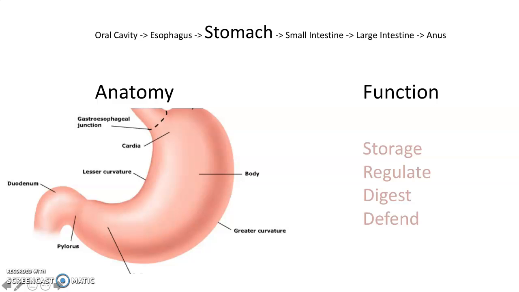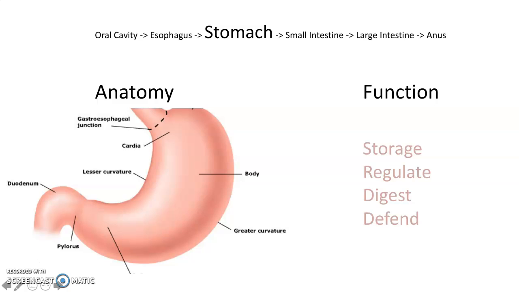Therefore, we will begin by talking about the stomach as an organ. This bag-like organ begins just below the diaphragm and has three sections, including the fundus at the top, the central body in the middle, and the antrum at the bottom.